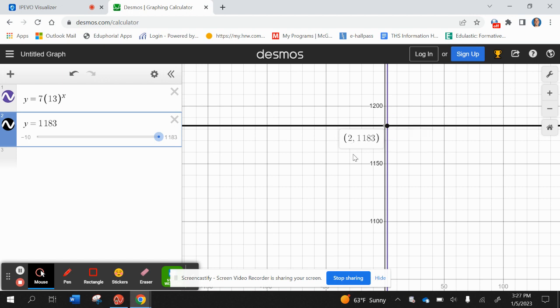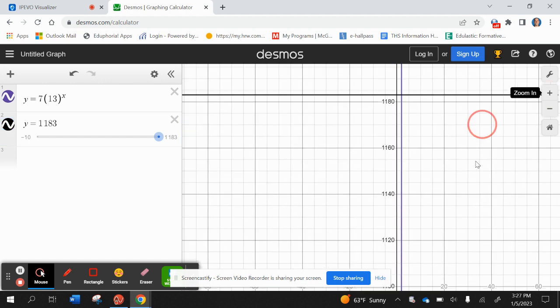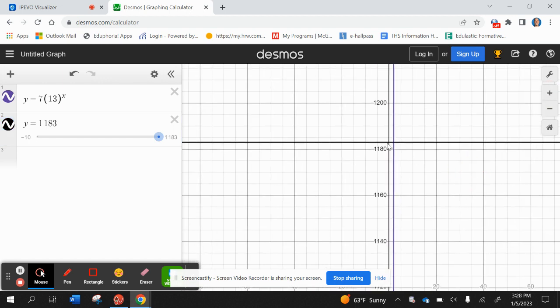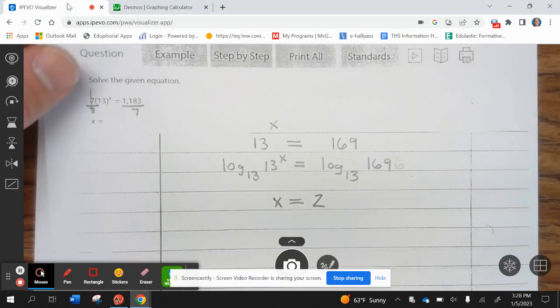And you can see that that is 2. So be careful when the number gets that big. You might have to zoom out to find the intersection and then zoom in to find it. Because if you don't zoom in close enough, you'll get that point, which is wrong. We don't want that. We want the point of intersection. All right, so let's take a look at the next question.